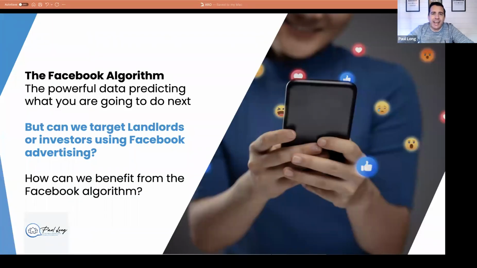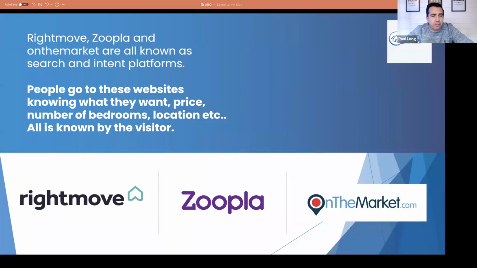But can we actually target landlords on Facebook? Landlords, investors, can we target them using Facebook advertising? Can we benefit from the algorithm, which is the powerful data predicting what you and I are going to be doing next? And one of the best ways to look at this is to compare Facebook against the portals that we advertise on and we're all very used to as agents.